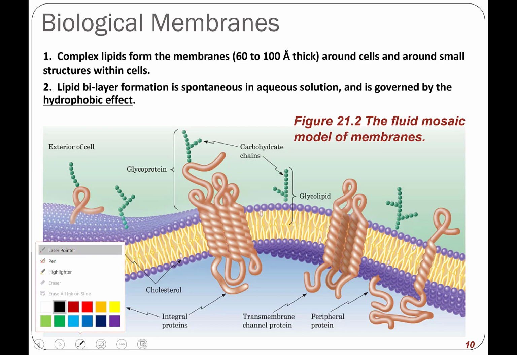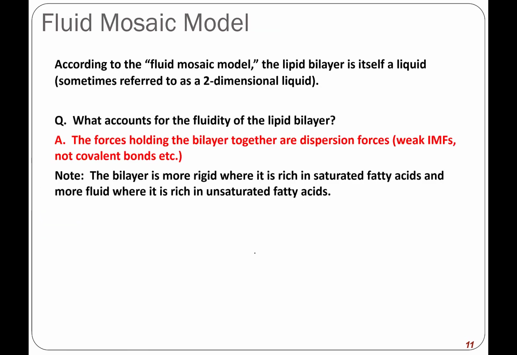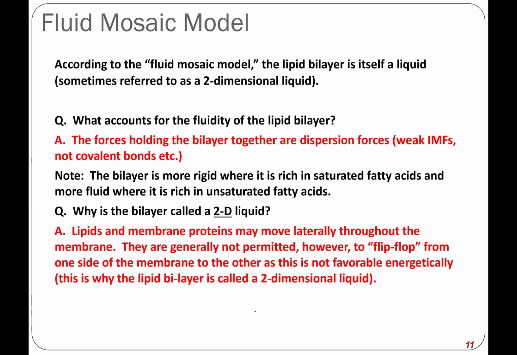So again, hopefully that's something that, because we've talked so much about intermolecular forces, flip-flopping isn't a possibility. So we call it a two-dimensional liquid, and that's all part of this. You see the title of the slide, the fluid mosaic model.